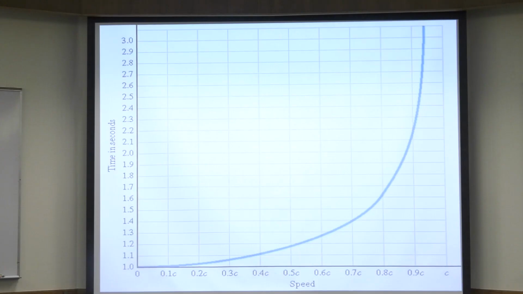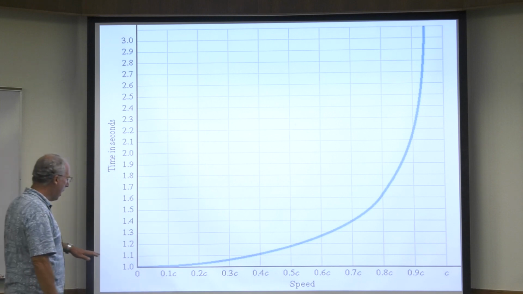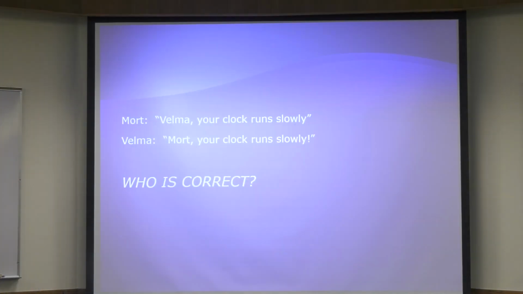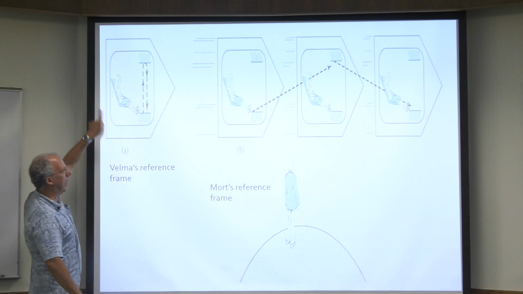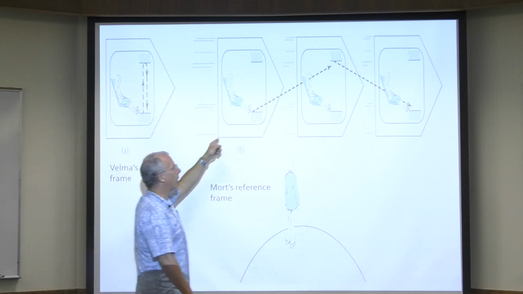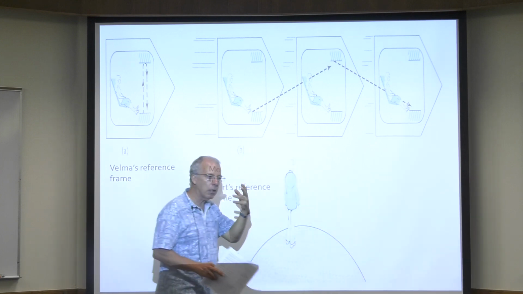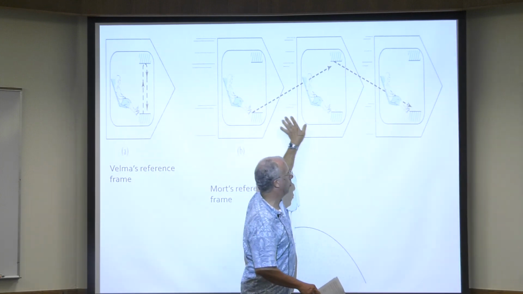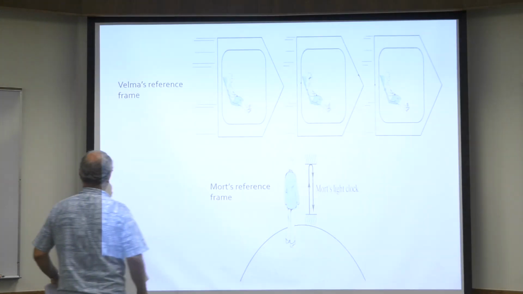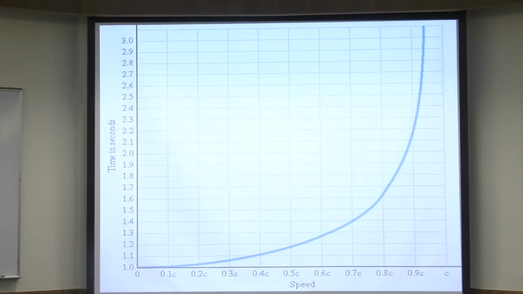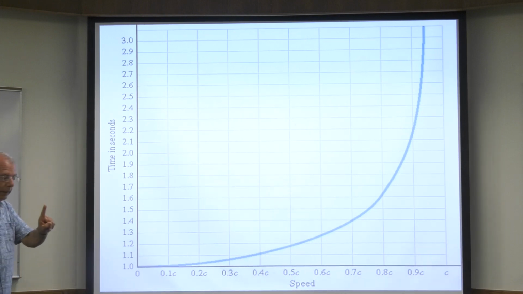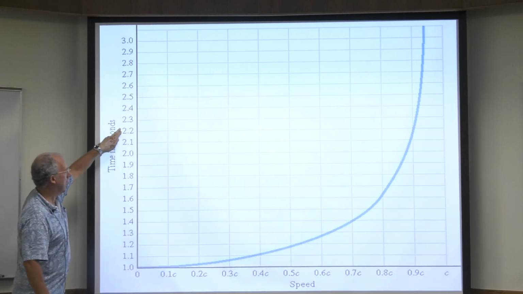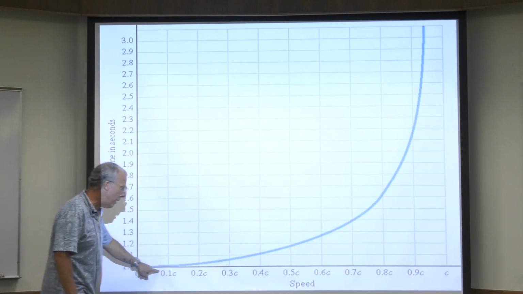But it's true. Now, this is a really awesome graph. So this is the time. Let's concentrate on this one. Velma is always going to say 1 second, and Mort is going to say more than a second. But what he's going to measure depends on the speed of the rocket. So let's go to that graph. So here's the graph. Velma always says 1 second, and this is what Mort would measure for the time. You can see it depends on the speed of the rocket.